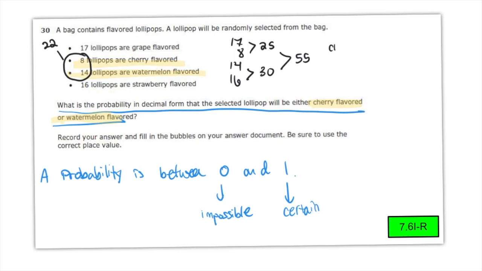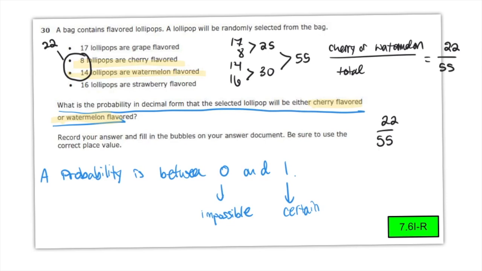So we have cherry or watermelon compared to the total. We said that watermelon and cherry together make up 22 lollipops. And then out of the total, the total is 55 lollipops. So our probability is 22 over 55. And that's correct. However, it's best practice to simplify that. So let's go ahead and simplify this.